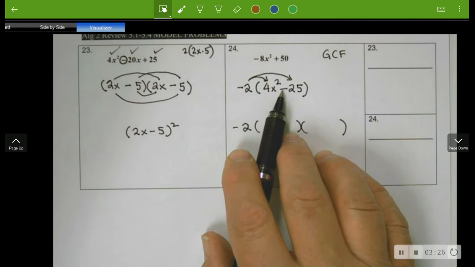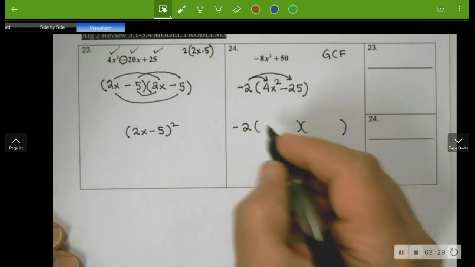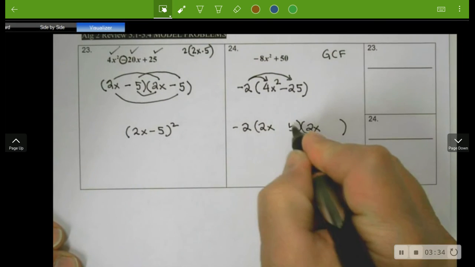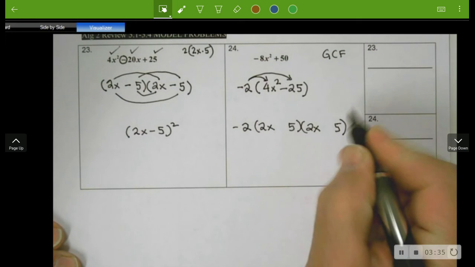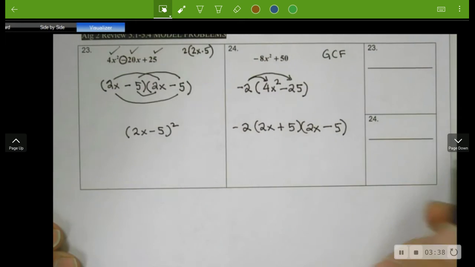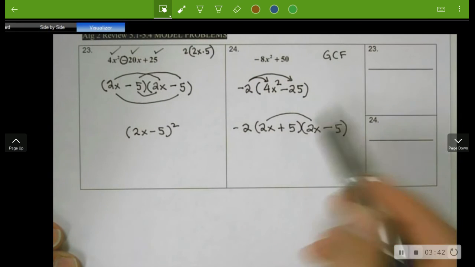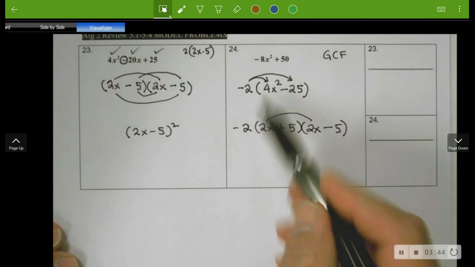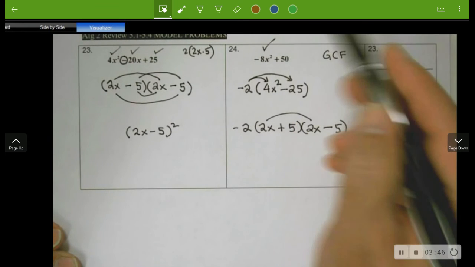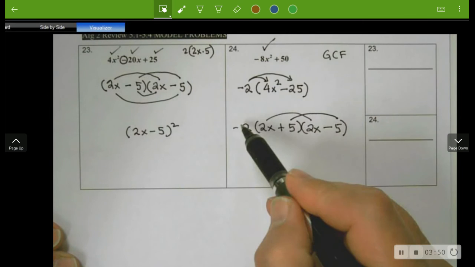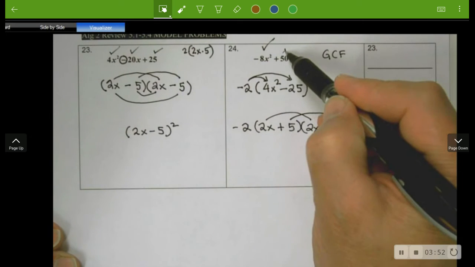And these are very easy. You just take the square root of both ends. So 2x times 2x and 5 times 5. And then you use opposing signs, one positive, one negative. All right, now let's check this out. This gives 4x squared. Multiply it by negative 2. Check. The last times the last is negative 25. When you multiply that by negative 2, you get 50.